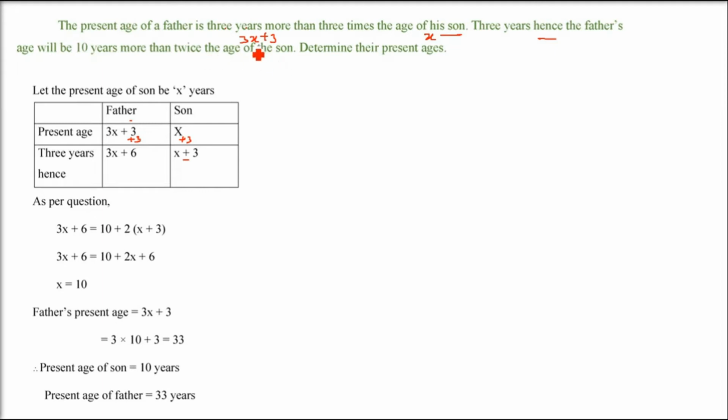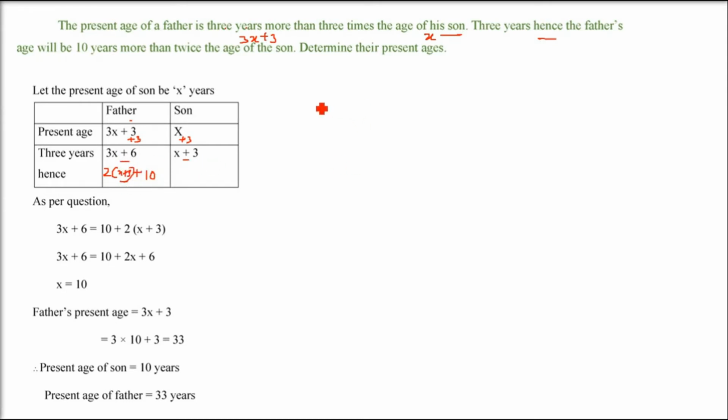The father's age will be 10 years more than twice the age of the son. So I'm just trying to write that the father's age will be 10 years more. So just add plus 10 here, and then twice the age of the son. So twice, 2 into, what is the age of the son right now? It's x plus 3. So 2 into x plus 3. And this will be the age of father. What is the present age of father?